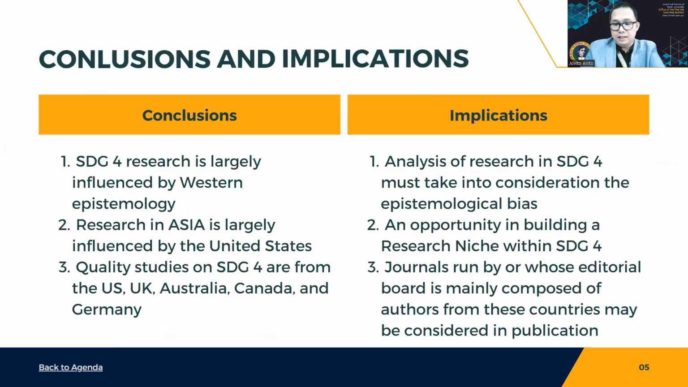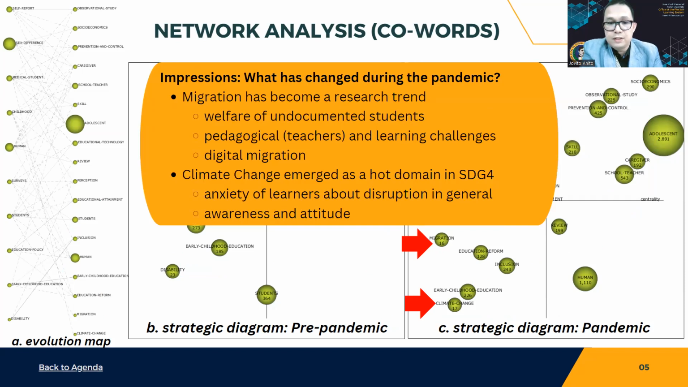And then finally, there are two concepts that emerge here if you look at the lower left, low density, low centrality, which is an emerging topic or domain in research: migration and climate change. Migration talks about the welfare of undocumented students and the pedagogical implications of migration. This pertains to the challenges that teachers face when they have to deal with a new wave of students migrating into the country or into the particular area, and also the learning challenges on the side of the students, the challenges that they encounter when they have to move to another place to study.